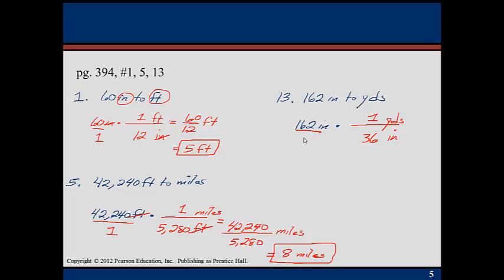And then we're going to multiply straight across. 162 times 1, well, that's still 162, divided by 36. The inches cancel out, leaving us with yards. And remember, we can simplify this and we get 4.5. And then don't forget the yards.